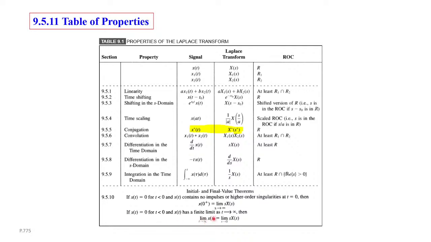So if you want to find the final value of x, then you take s times big X and take the s to 0 limit. So basically you take the constant term of the numerator divided by the constant term of your denominator. Yeah, that's nice.